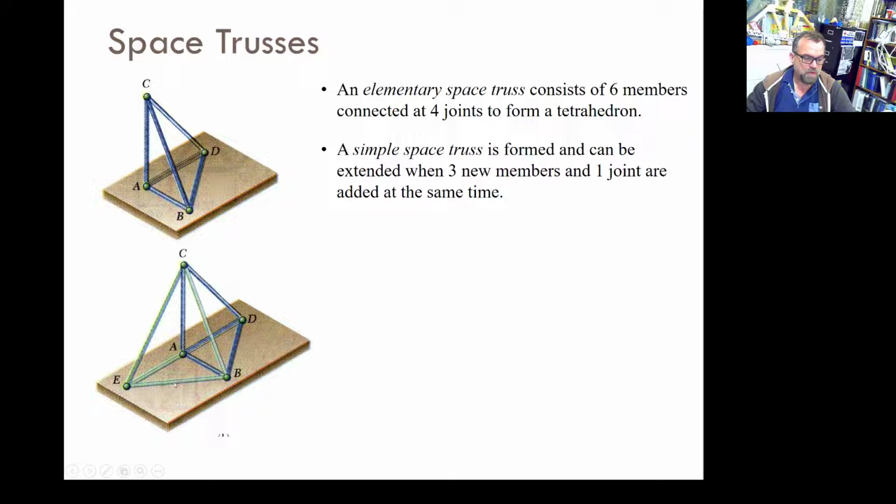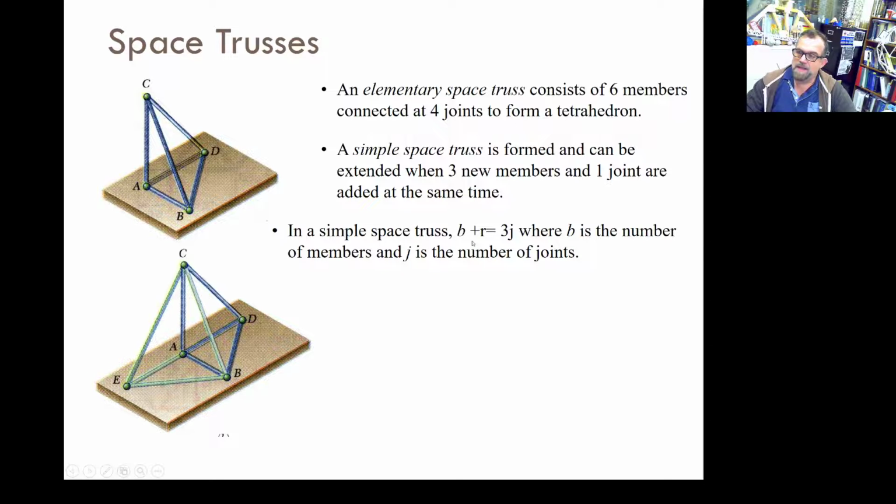1, 2, 3 and 1 joint, and you have the previous one, which was this tetrahedron here. 1, 2, 3 and 1 joint. If you want to add another one, you put here 1, 2, 3 with the joint over there, and you keep making it bigger and bigger.